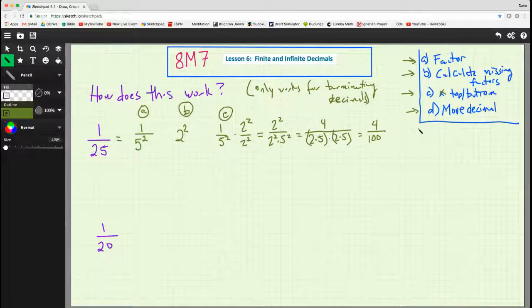So now in step D, we just rewrite this as 4, but we have to move the decimal 2 places for our 2 zeros. So we take our decimal and we go 1, 2, and put it right here. So we get 0.04.